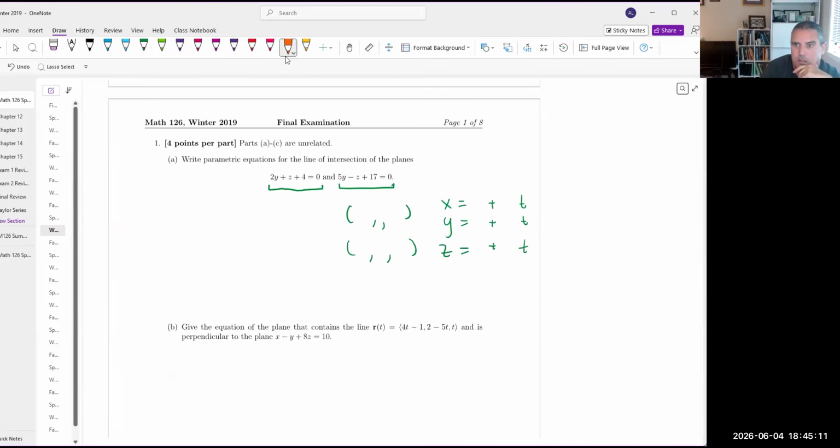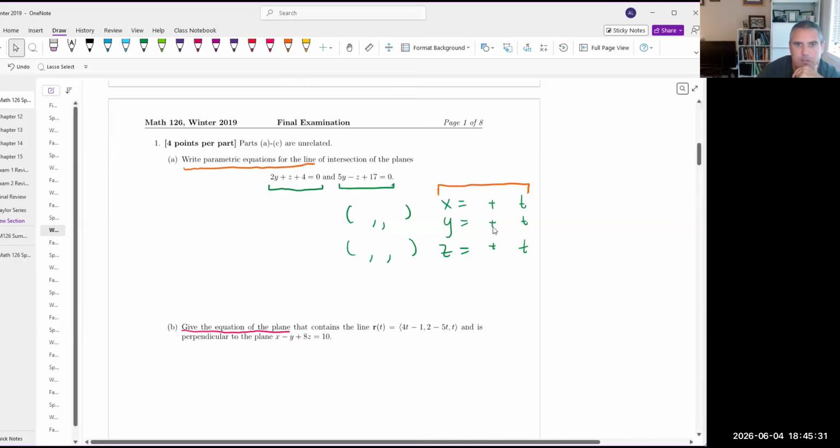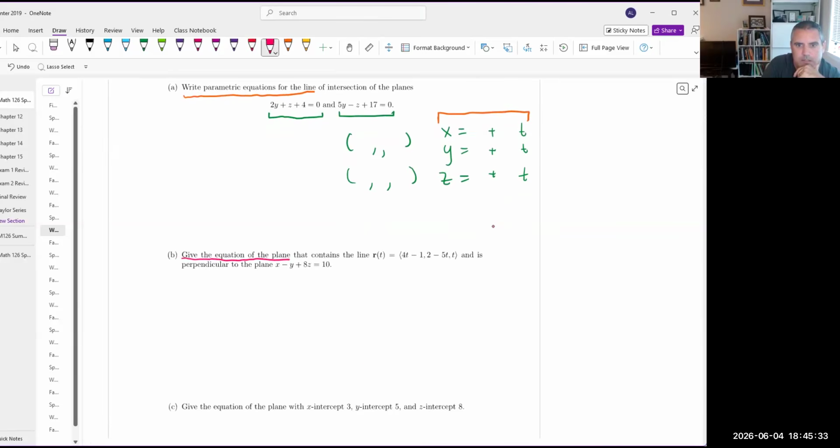So we could come back and do that at some point, if that's one. Give the equation of the plane that contains the line. Just a quick reminder, the moment you see these words, you know your answer is going to look like this. The moment you see these words, you know your answer is going to look like this.